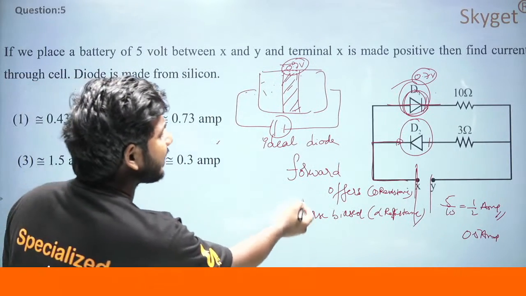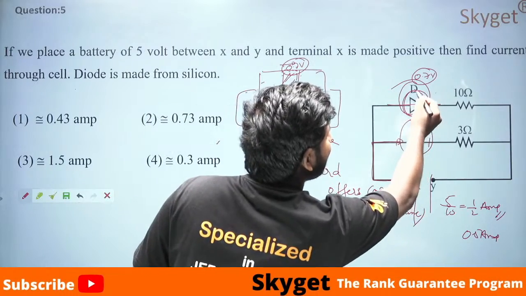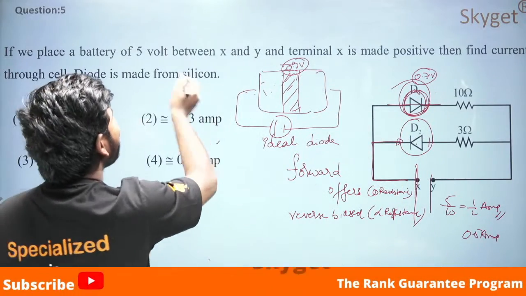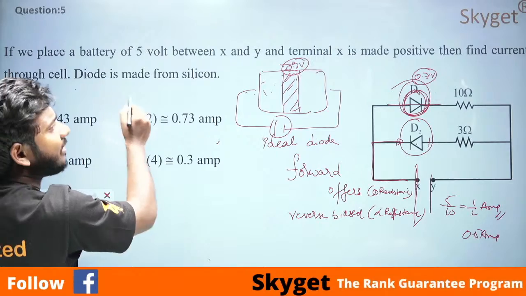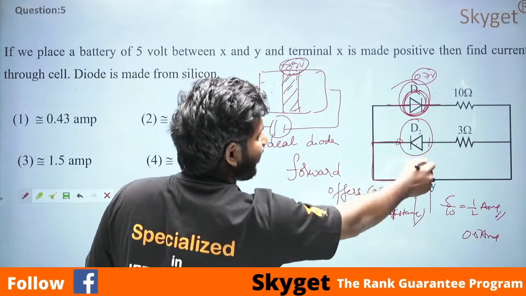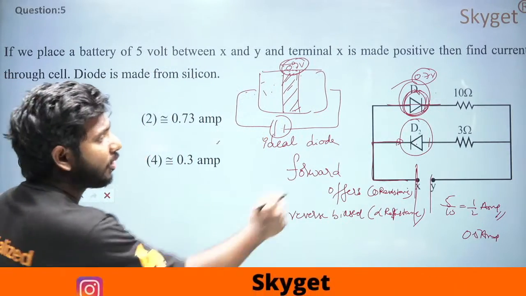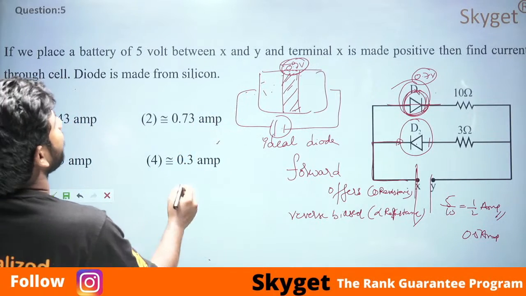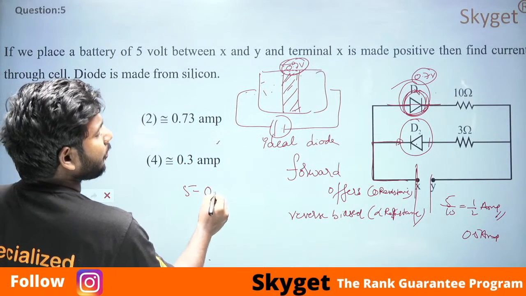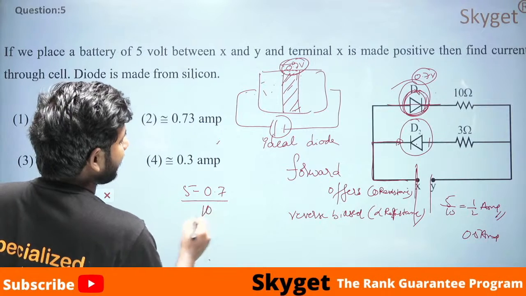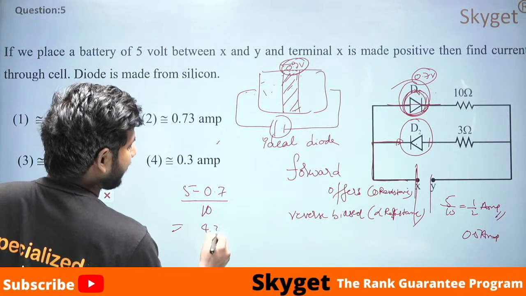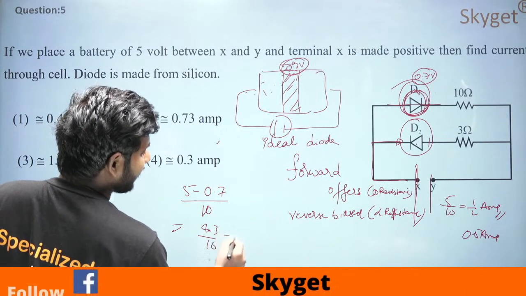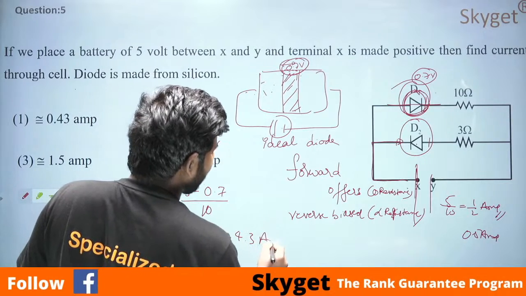So what can we say here, students? We can remove this and keep a battery opposite to it, having a potential difference of 0.7. So the net effective potential difference will be how much, students? 5 minus 0.7 divided by 10. So the answer will be 4.3 by 10, that is 0.43 ampere, students.